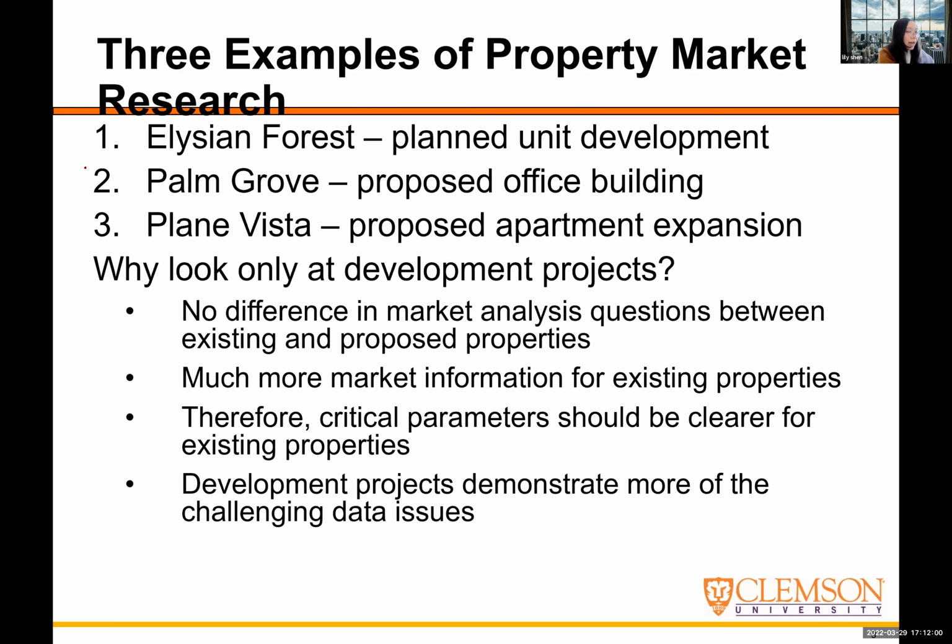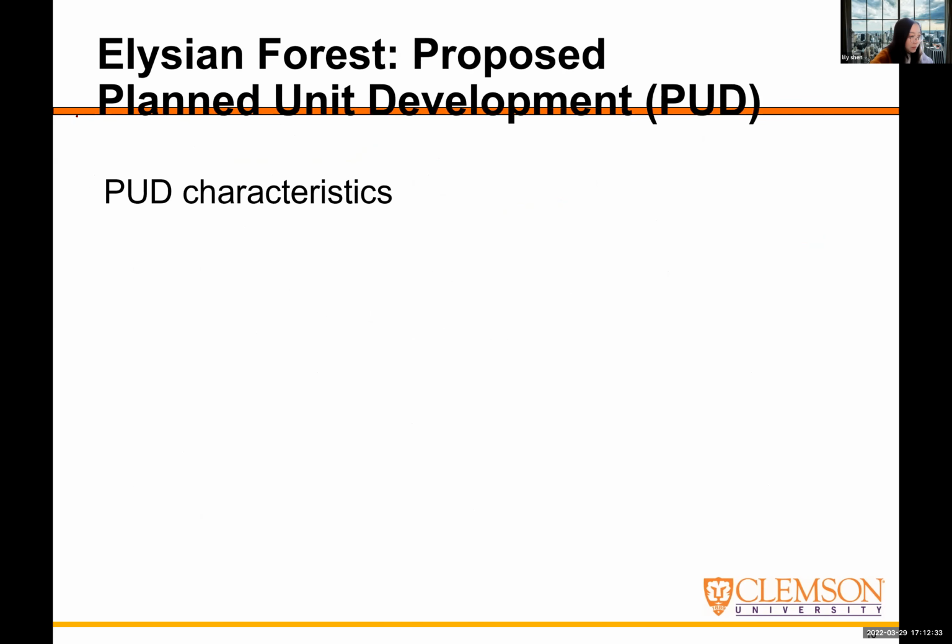3 cases. Elysian Forest is a planned unit development. The Palm Grove is a proposed office building. And the Plain Vista is an apartment expansion. So for today, we're only going to focus on 1 case, but you can use the examples and the approach I give today to apply to other cases.